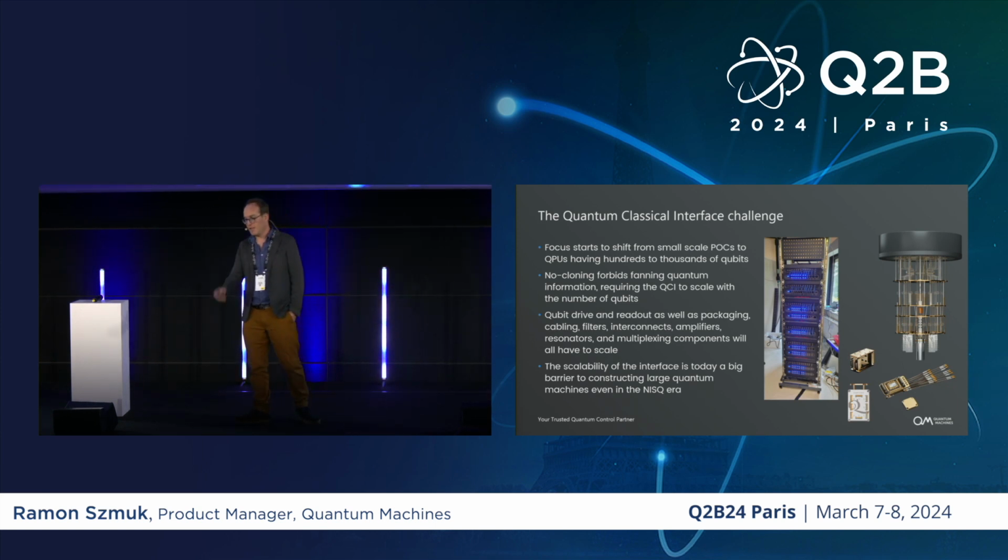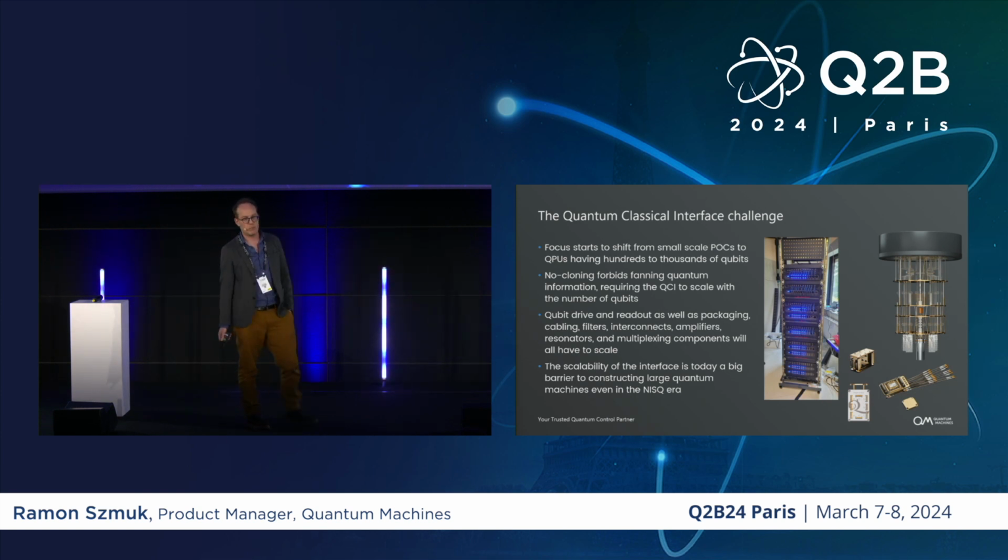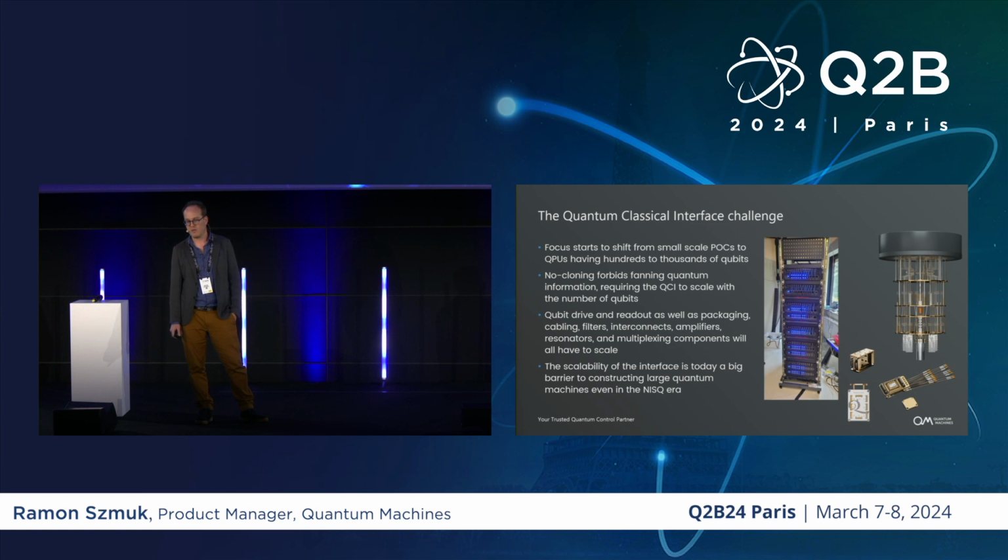And it's not only the room temperature electronics that needs to scale, it's everything on the channel path. It's amplifiers, interconnects, filters, cabling, resonators, multiplexing equipment. Everything from the SMA port all the way down to the qubit has to scale 1,000x if you want 1,000 qubits. And so this today is a big barrier to scaling.